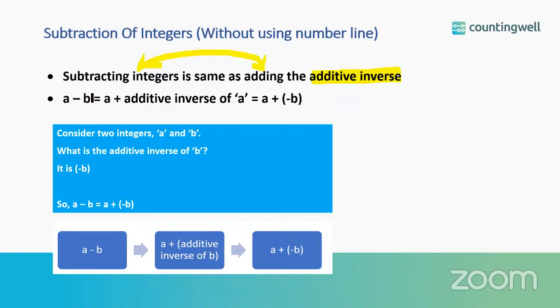So when you are subtracting b from a, it is the same as adding the additive inverse of the number which you are subtracting. So consider two integers a and b. And if you want to subtract b from a, it is the same as adding the additive inverse of b. So a minus b is nothing but a plus additive inverse of b, which is a plus minus b.